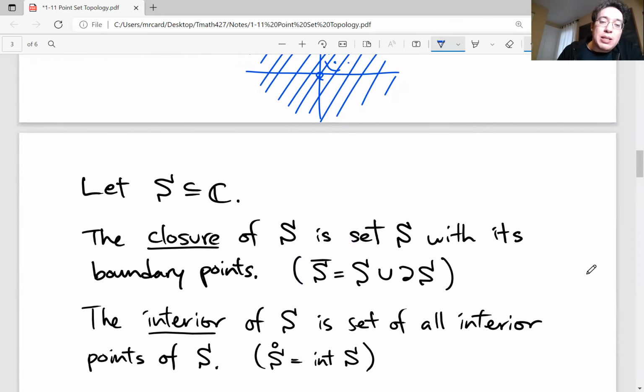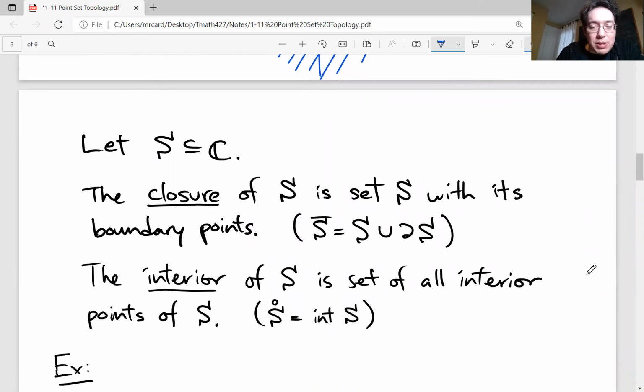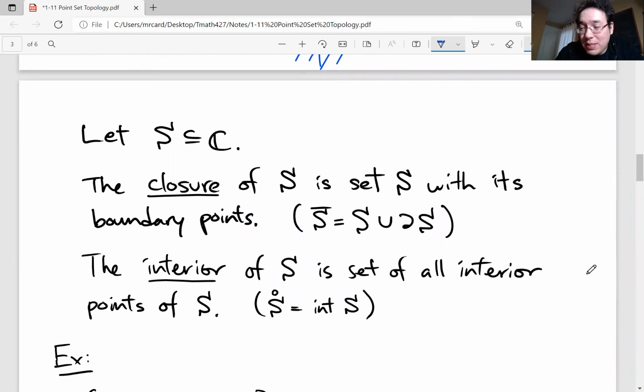So it is important to consider closure and the interior of a set as well. If you start with any set, the closure is the set S along with all of its boundary points. So take a union between the original set, so it's bigger than the original set because you're throwing in more points possibly, and you make sure all the boundary is within the set. So that is going to be the closure of the set S.